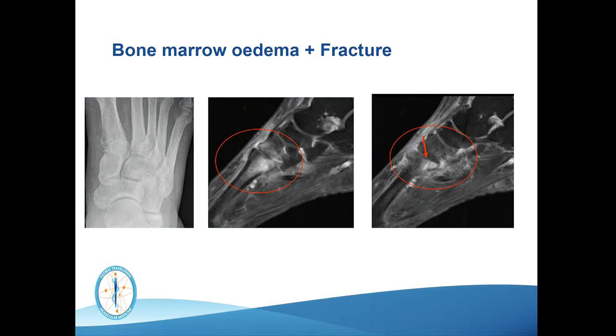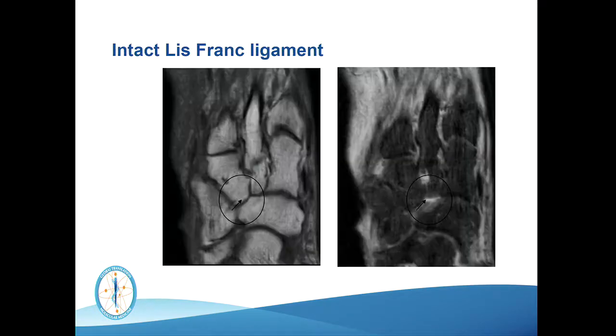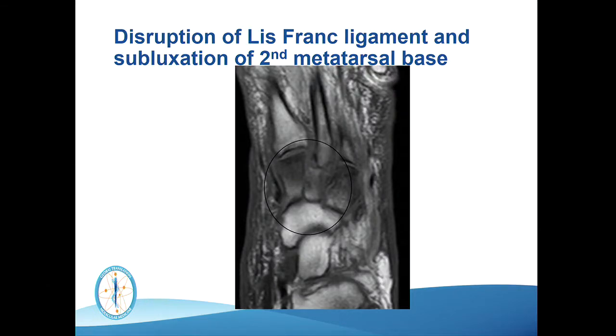This one shows a similar thing, but we can also see the fracture line at the base of the metatarsal there. We can also look for the ligaments, and there's some high signal in the Lisfranc ligament there, but it's intact. Whereas in this one, we can understand that the Lisfranc ligament has become disrupted because of the midfoot dislocation.